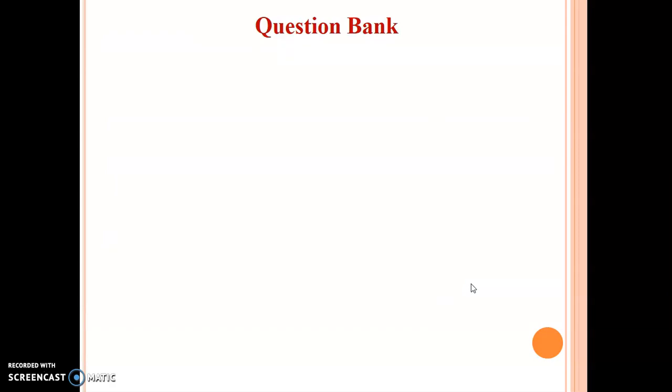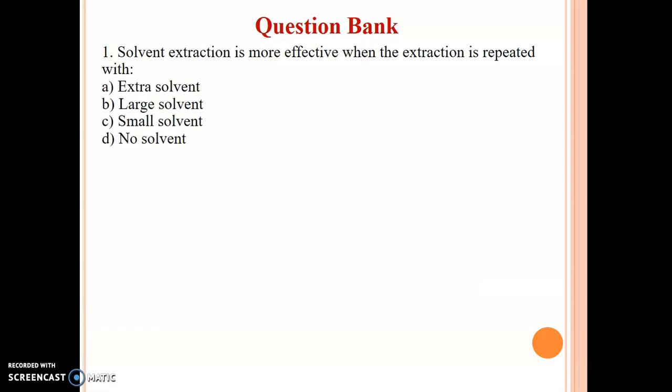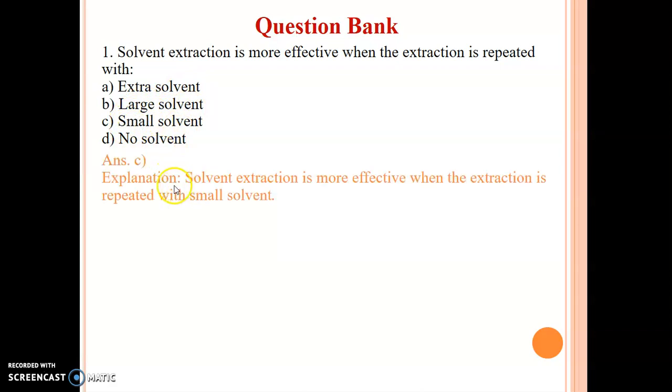Now let us see the question bank related to the extraction method. So there are some MCQ type questions. First one is: solvent extraction is more effective when the extraction is repeated with, options are A, extra solvent, B, large solvent, C, small solvent, or D, no solvent. So answer is C. Here explanation is also given. Why C? Because solvent extraction is more effective when the extraction is repeated with a small amount.